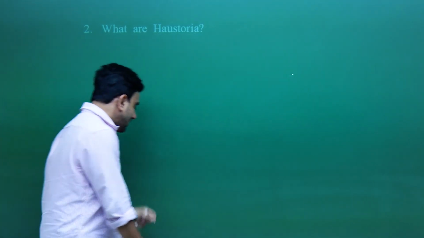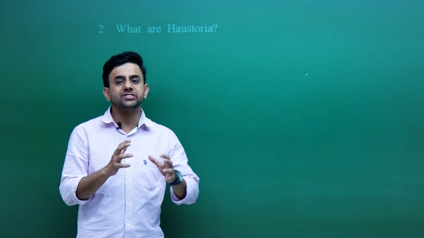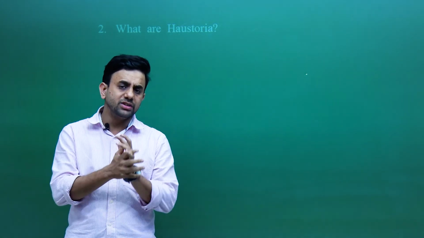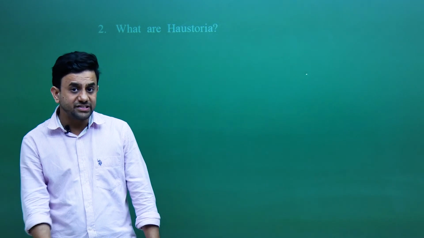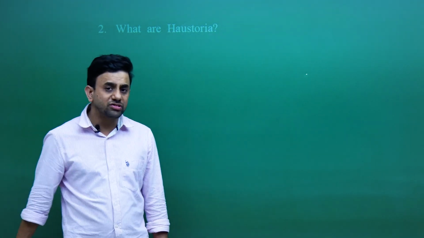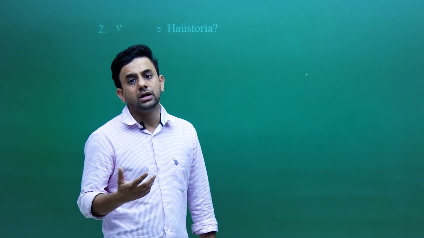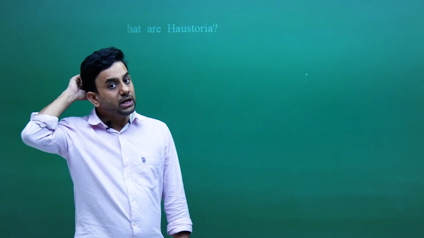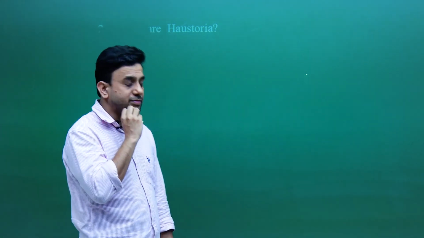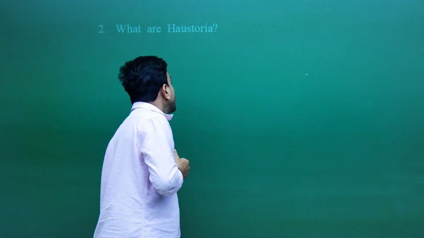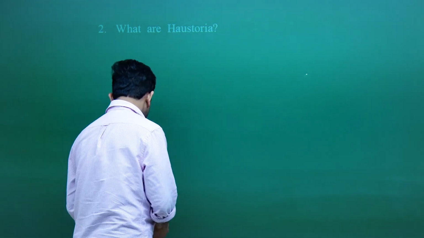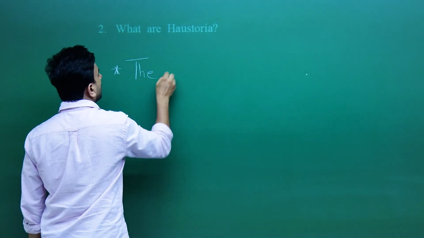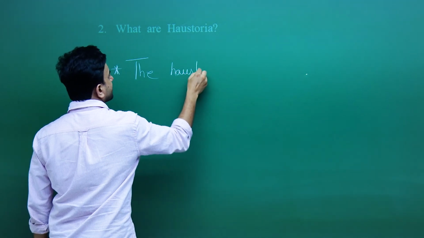What are haustoria? Yes. Now these haustoria, these are special structures, okay, these are present in the parasitic plants and fungi, and you will tell me that plants and fungi are almost the same thing, but we have already seen the classification given by the five kingdom classification given by Whittaker. So what we will write here is the haustoria.